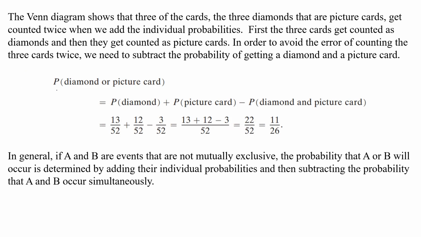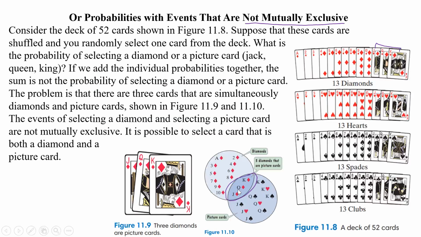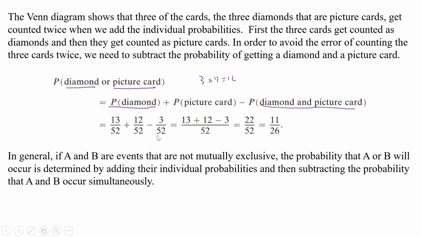So the probability of a diamond or a picture card is going to be the probability of a diamond, and the number of those, well, there's 13 out of 52, plus the probability of a picture card. Well, there's 12 of those. There's three picture cards times four suits, so that's 12 out of 52. And then we're going to subtract off the ones that are the same. Remember, those were the ones in the middle here. There are three of those, so we subtract off 3 out of 52.